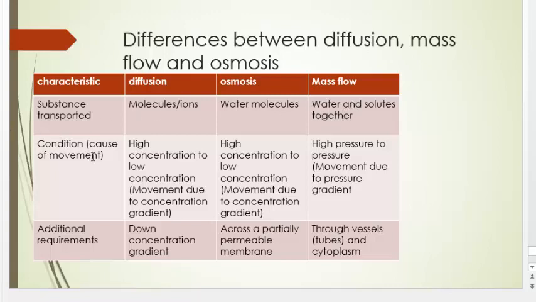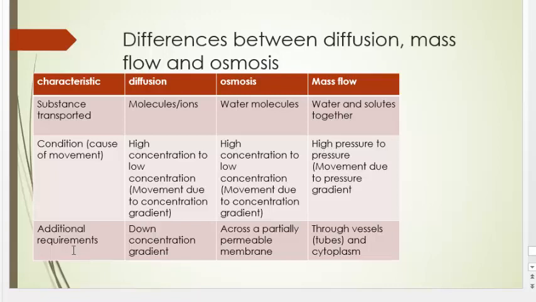Another one is condition or the cause of the movement. Kwenye diffusion kuna kinachofanya kuwe kuna movement ni higher concentration to lower concentration, au ni movement due to concentration gradient, while here also is the movement due to concentration gradient, but here it is due to pressure. It is from higher pressure to lower pressure. I forgot to write here low pressure. So it is from higher pressure to low pressure.